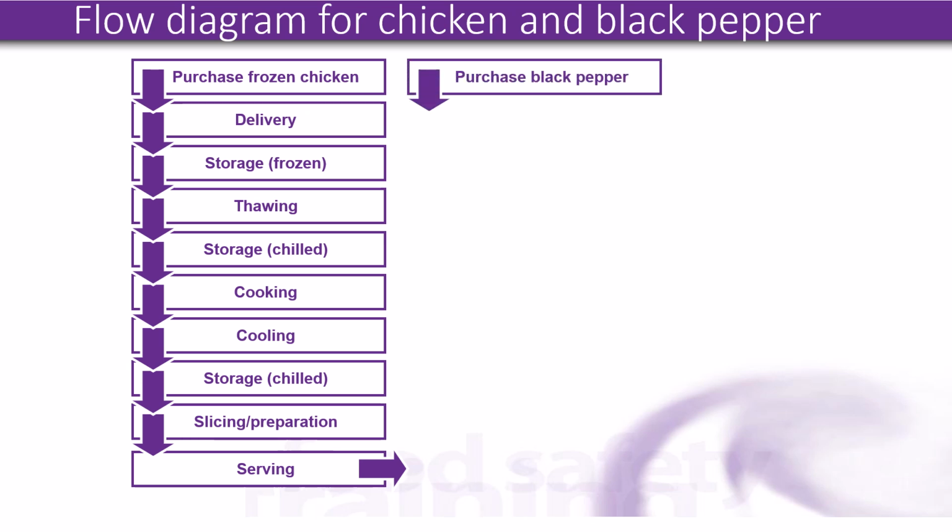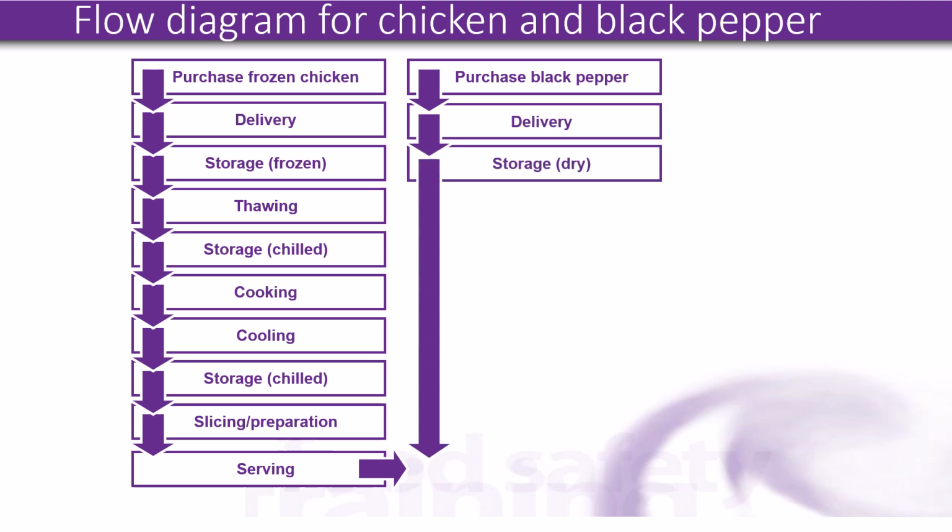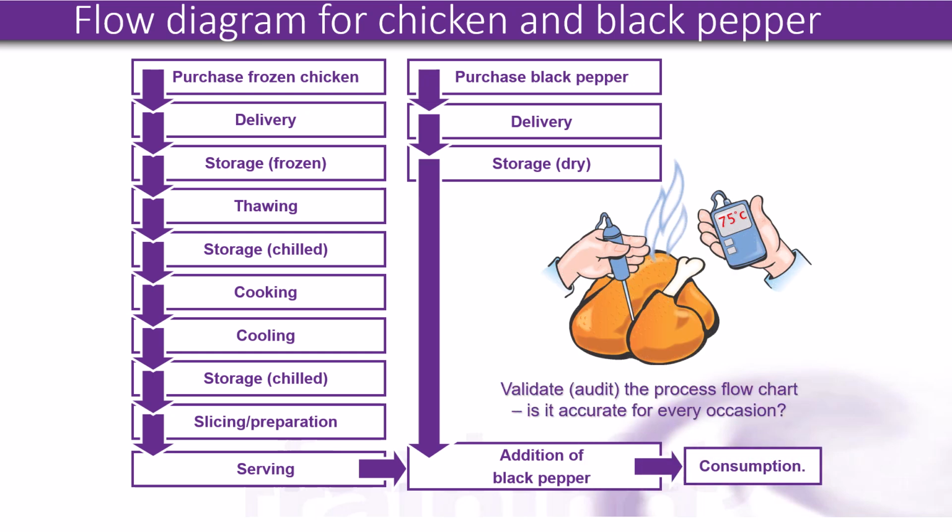Let's have a look at the introduction of black pepper. So black pepper is purchased, is delivered, is stored in dry containers, then is added to the chicken, and then consumed by the customer, or packed and then put for sale. You need to audit the process, in other words, validate the process, flowchart. Is it accurate for every occasion?